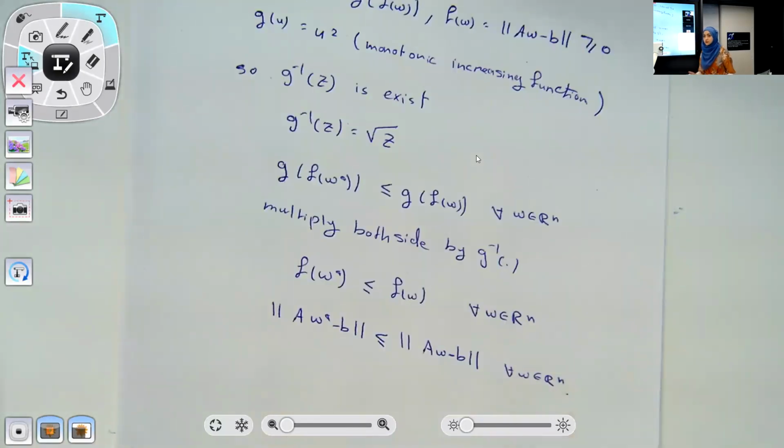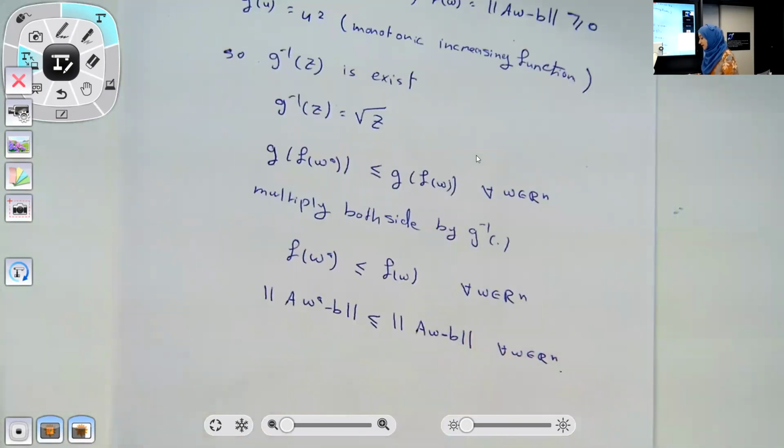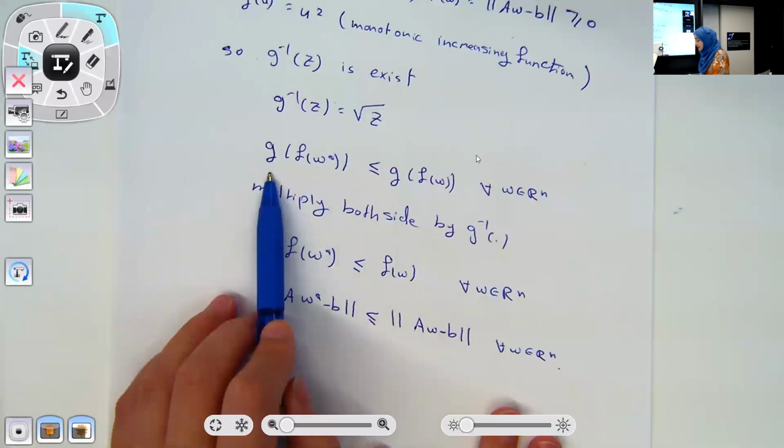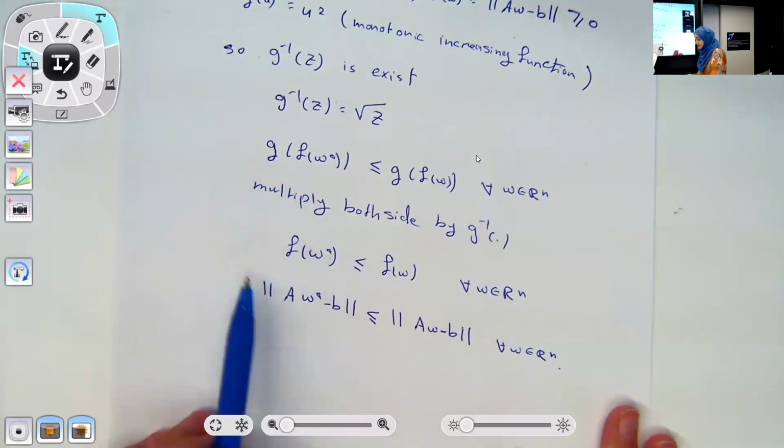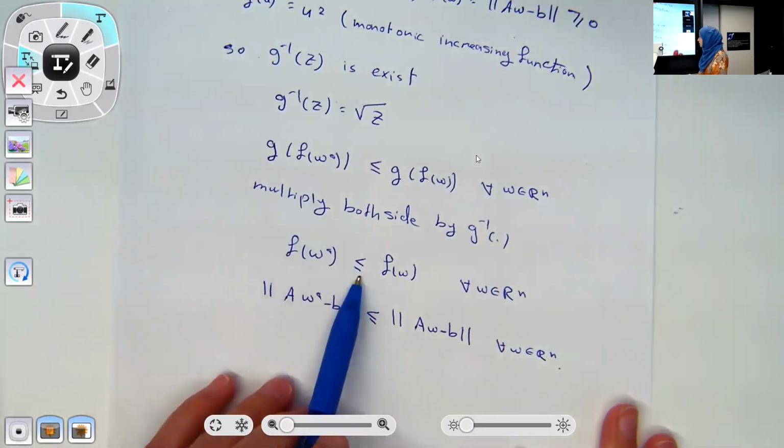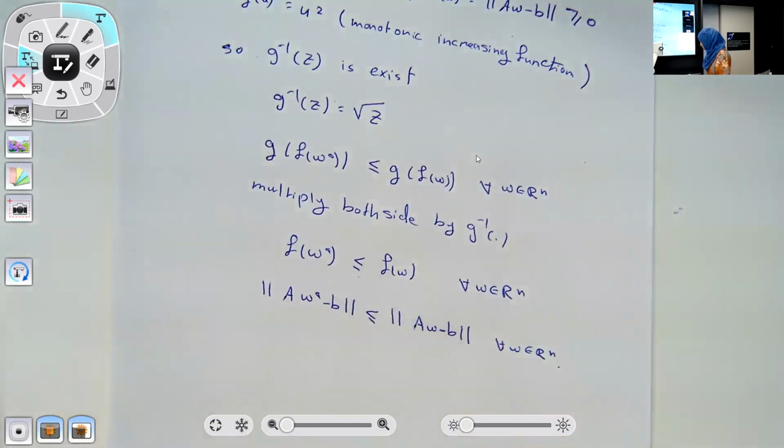So this shows that the minimum point for L omega is the same as the minimum point for the norm of A omega minus B. So we can find it without the square. If you have something with a square or without a square, you can get the same minimum point, because we can write it as a composition of two functions, and we can multiply this part here by G inverse. So we will get that f of omega star is less than or equal to f of omega. This is the proof for part A. Okay.